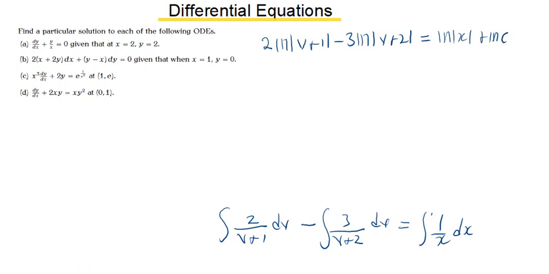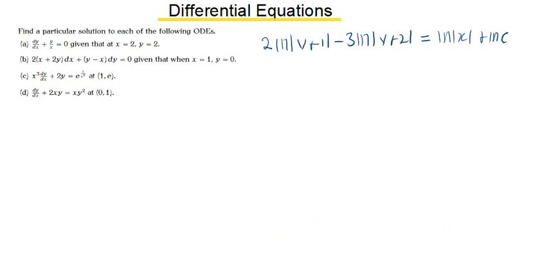All right. For this part, we can again remind ourselves of the properties of logs. So I can say ln of the absolute value of v plus 1 squared, minus ln of v plus 2 to the power 3, equals, these two you can bring together, ln of cx.